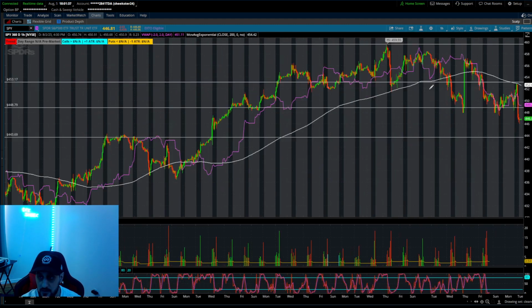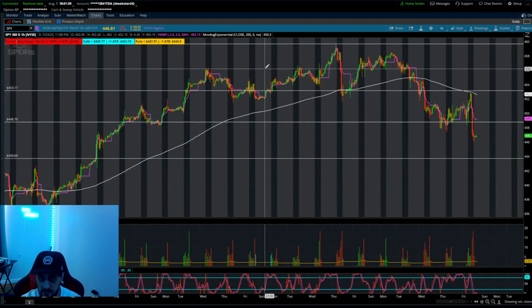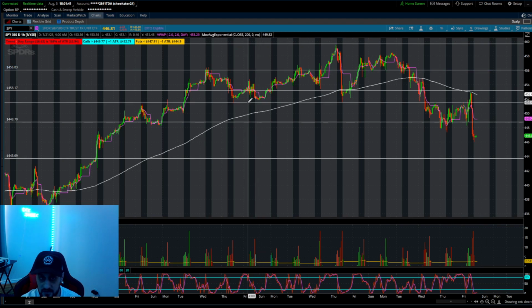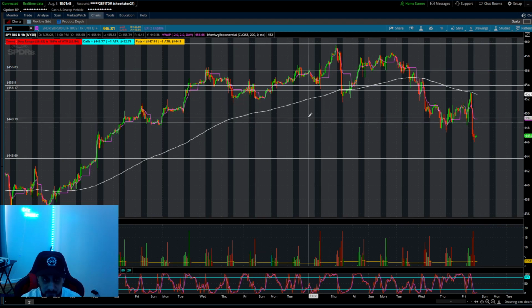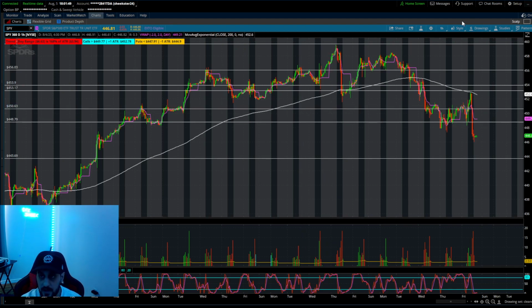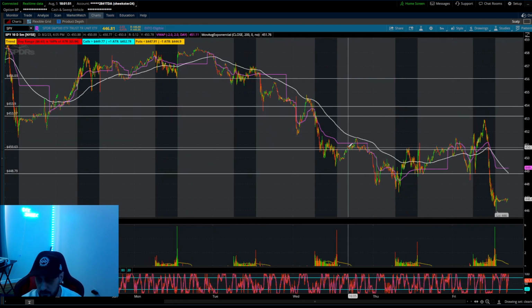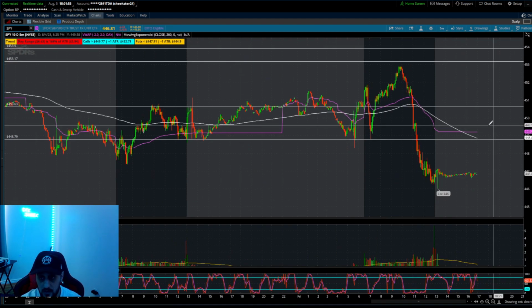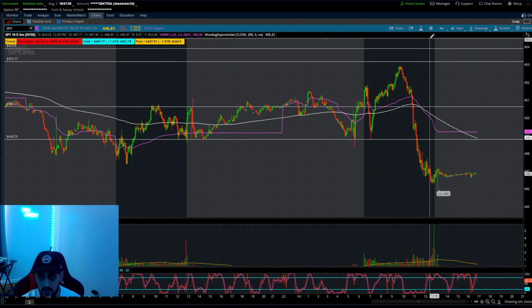Get into the hourly. Again, start finding some hourly levels right here. 456. Maybe it's 454. Right here, 450, I'd say. And then again, what I do every day before market opens, mark out pre-market high.